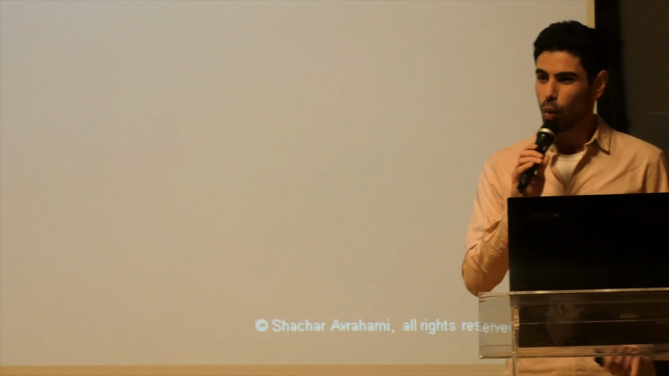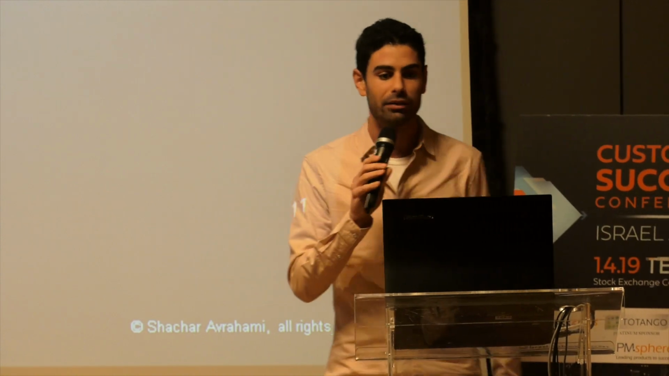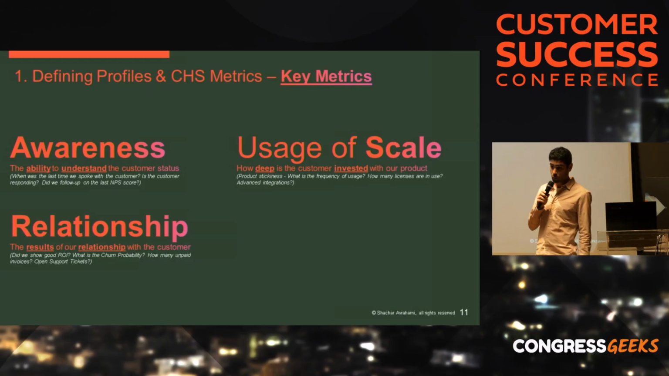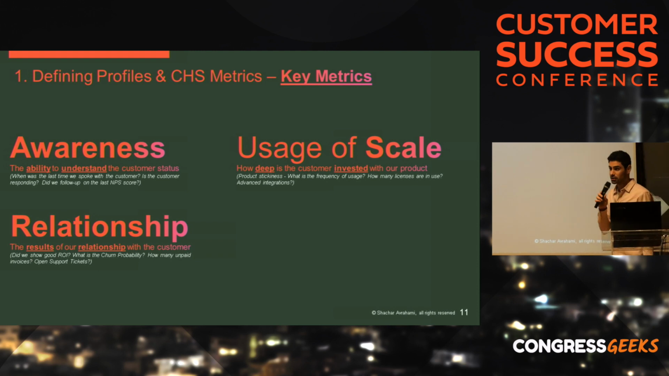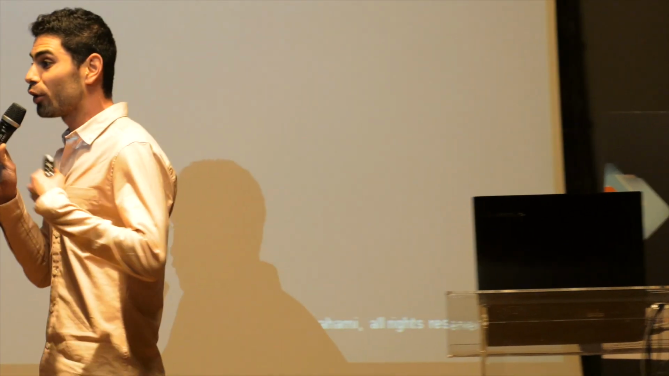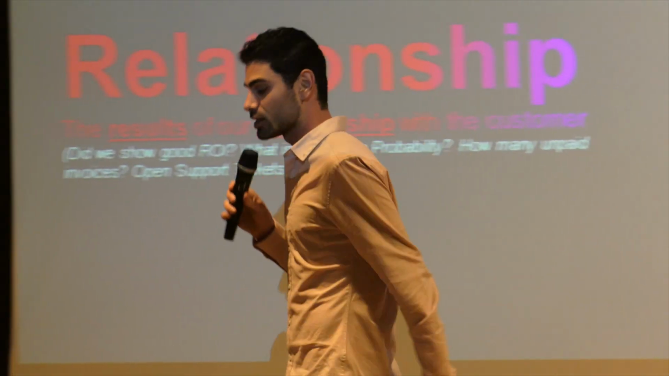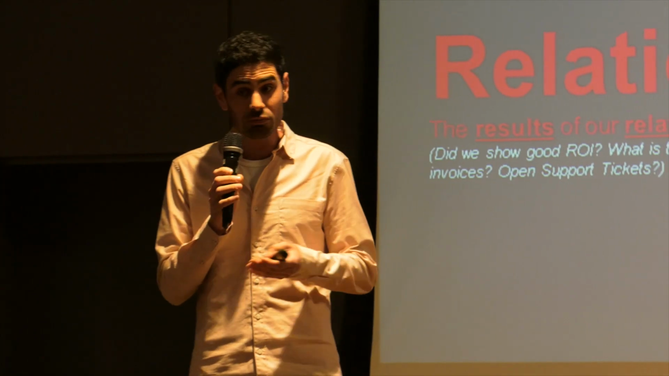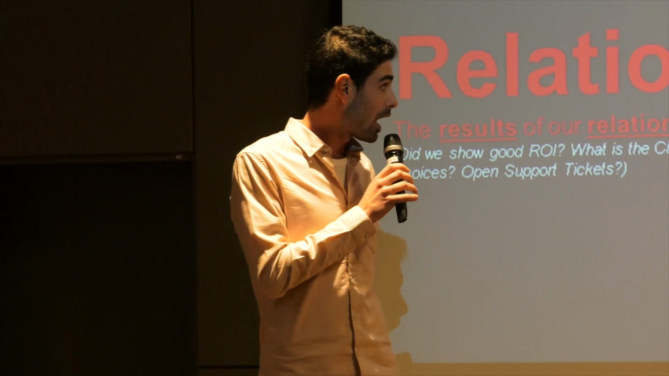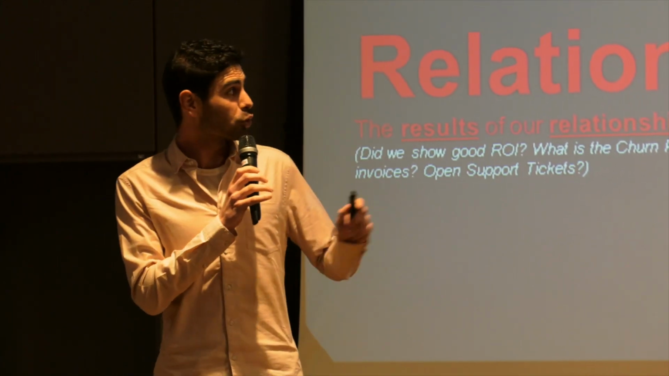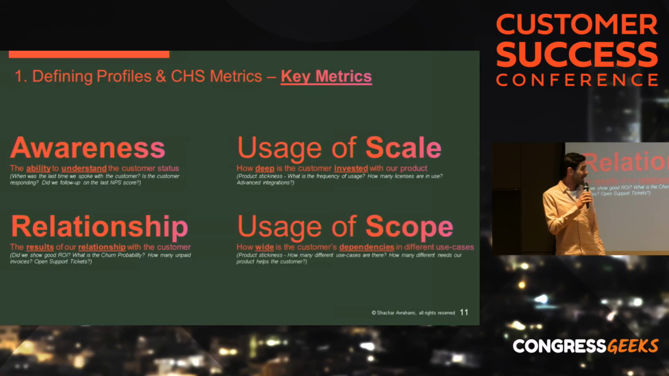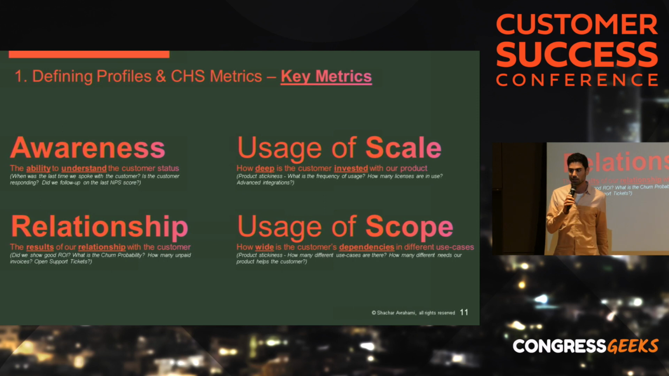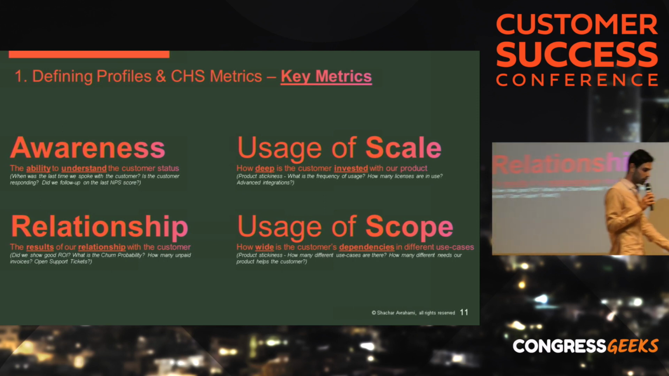What you will see here is the usage. So we split usage into two different types of usage. The first one, we called it usage of scale. How deep is the customer invested with our product? So we want to make the customer as addicted as possible to our platform, because then switching our solution will be more difficult for them. So usage of scale is how deep. Usage of scope is how wide the customer's dependencies are in different use cases.